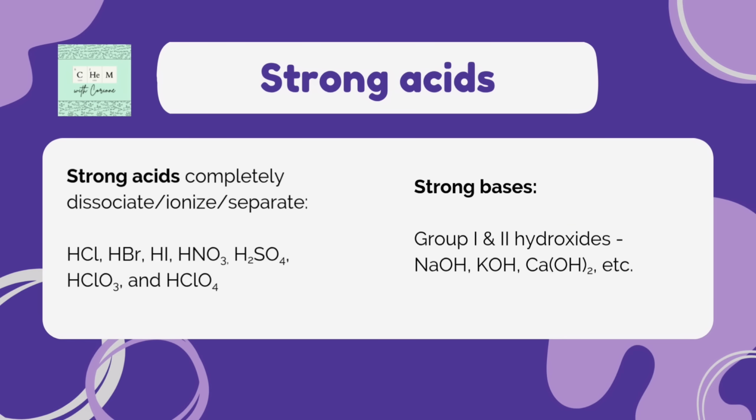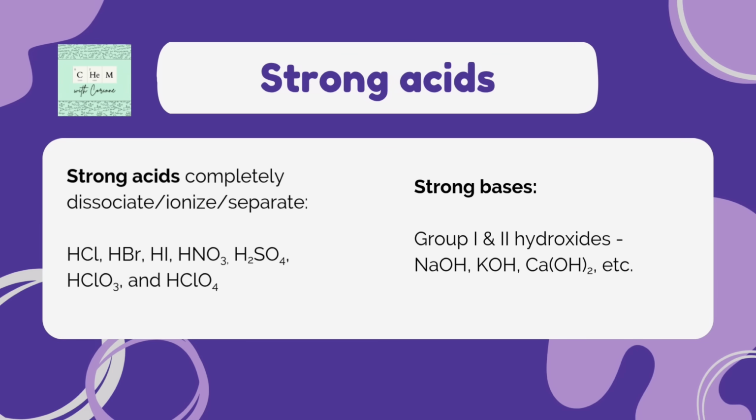So you need to know the 7 strong acids. These are acids which by definition completely ionize or separate in solution. So you put hydrochloric acid in water, it's all going to separate into H plus and Cl minus ions. So we have the halogens minus HF, we have nitric acid, sulfuric acid, and then HClO3 and HClO4. So memorize those 7, and then also memorize that hydrofluoric acid, HF, is weak. You do not want to mess that one up.